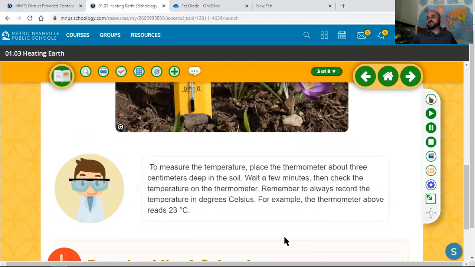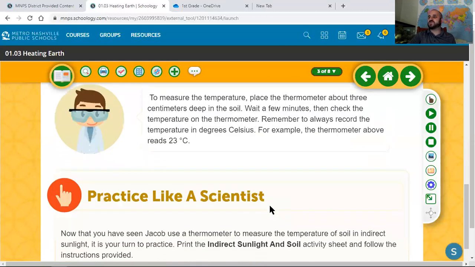To measure the temperature, place the thermometer about 3 centimeters, that's about this far, deep into the soil. You're going to wait a few minutes, then check the temperature on the thermometer. Remember to always record the temperature in degrees Celsius. For example, the thermometer above reads 23 degrees Celsius.